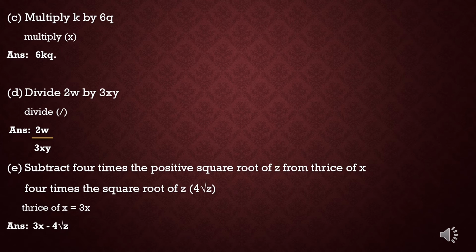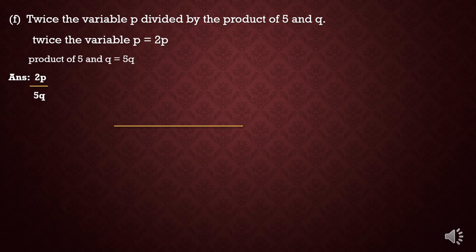The second half of the question says from thrice of x. Thrice means that we have to multiply 3 by the variable x. Now we have to subtract both of them. Following the previous rule, the word or the variable written after from comes first. So 3x will come first and minus 4 square root z will come afterwards. Let's move on to the last part of this question, part F.